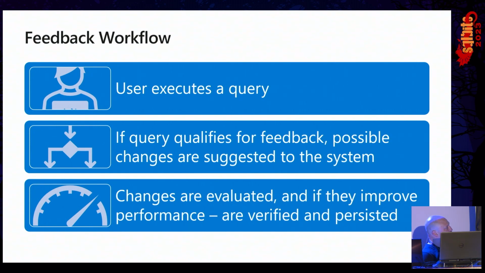A user executes a query that qualifies for the feedback, possible changes are suggested, and they're evaluated. If they improve performance, they're verified and persisted. If they don't, they're not used. And it's constantly being evaluated. You can actually see this as you're monitoring the catalog views, and you can see it through extended events, this kind of mechanism being in place, which is awesome. This is why I'm talking about it as a subset of the family, the feedback siblings, if you will.